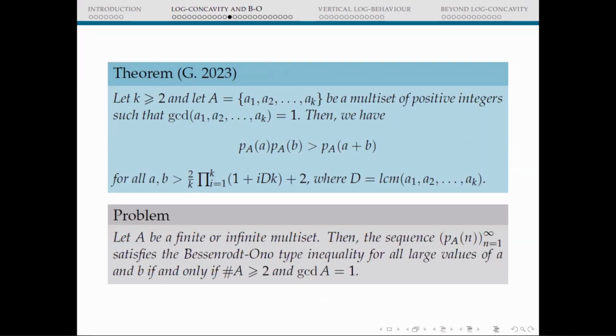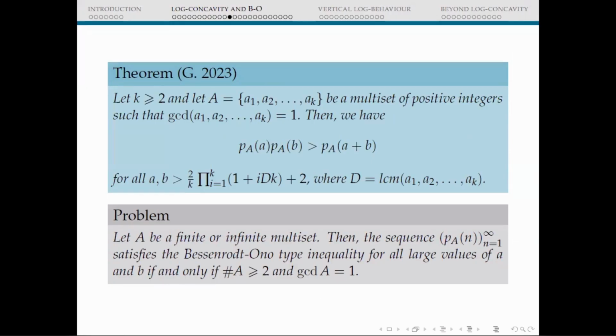So here is the problem, which is, in my view, quite interesting. Let us assume that A is a finite or infinite multiset. The question is whether we have the Poisson-Ono inequality for the A-partition function for all sufficiently large values of A and B. Is it true that this holds if and only if the cardinality of A is at least 2 and the greatest common divisor of A is equal to 1? In the case when A is infinite, it means that we have a finite multi-subset of A for which we have this condition.